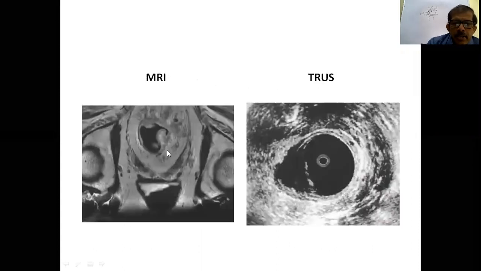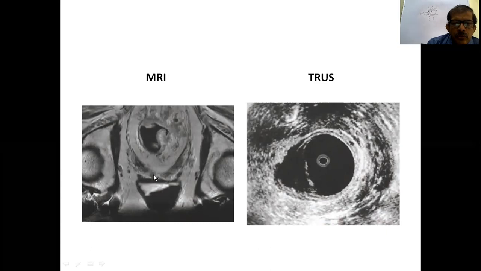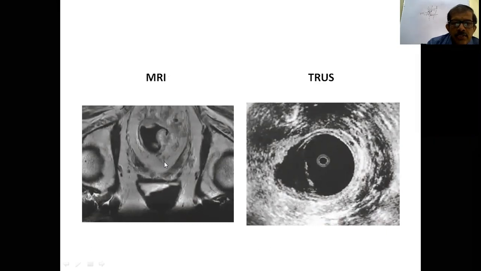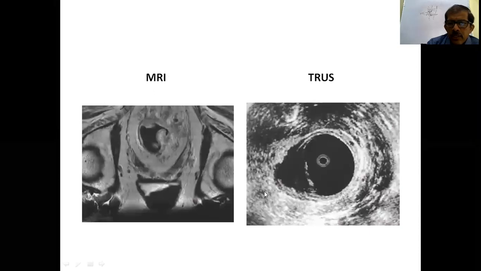So this is MRI. So you can easily see the lesion here, the entire lesion on the left side. Similarly, this is transrectal ultrasound where you are seeing the lesion on the right side.